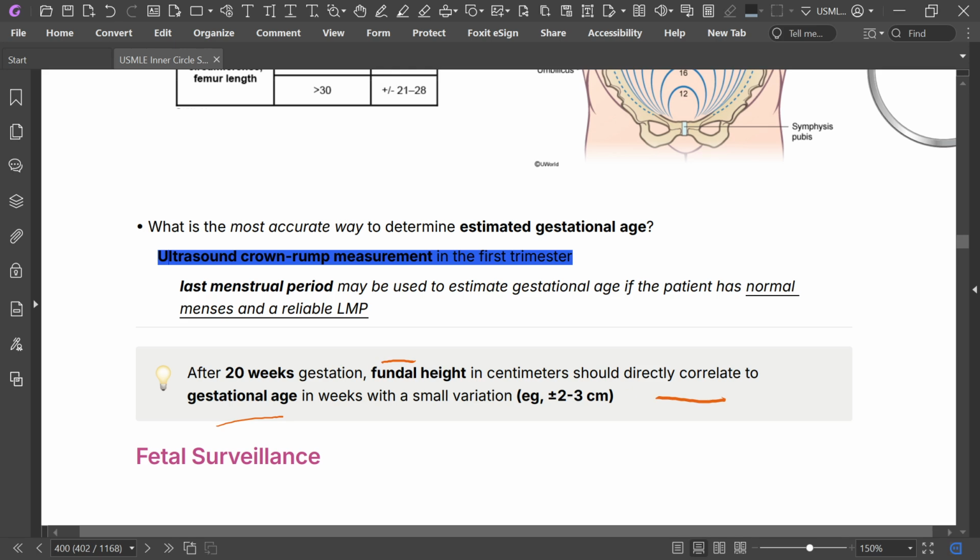Okay, that's all about fetal surveillance. The next part of the fetal heart rate will be discussed in the next video. Hope you got connected.